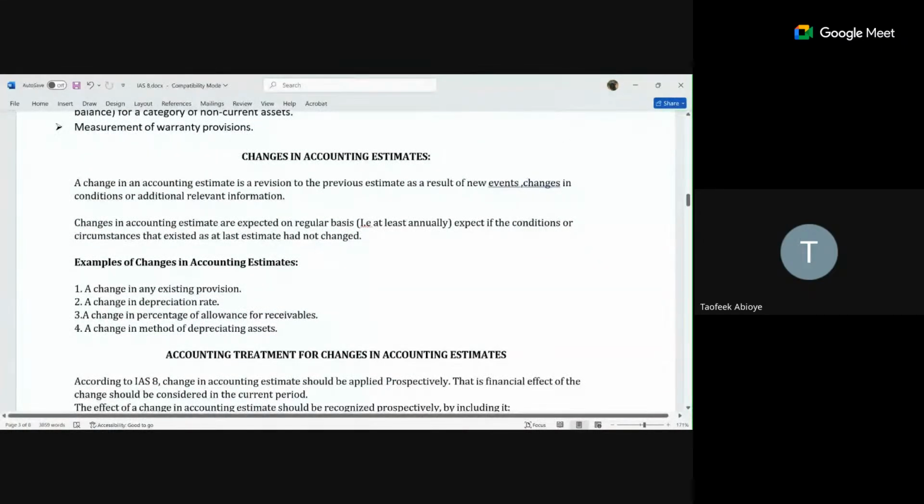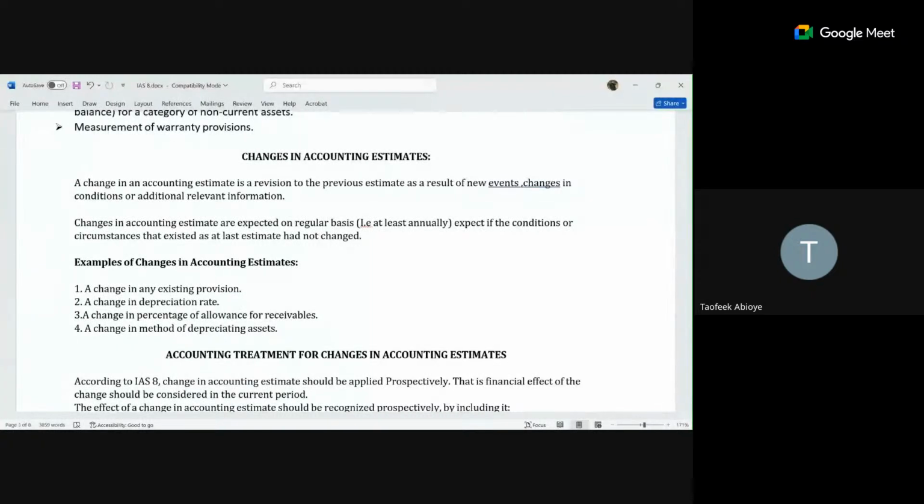So, examples of changes in accounting estimates: changes in existing provision, a change in depreciation rate, a change in percentage of allowance for receivables. One thing we should be very careful about is that we should never mistake a change in estimate for a change in policy. Changing an estimate is different from changing a policy. That is why you need to be very careful with the meaning of estimate and policy. With that, you should be able to determine their examples.